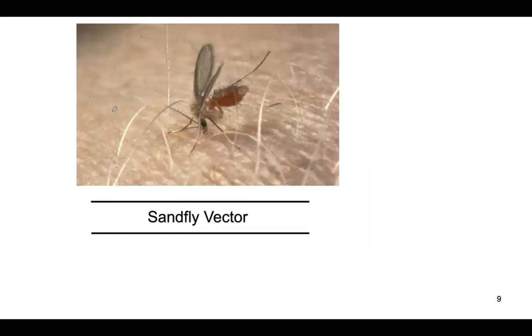This is how a sandfly looks. And you remember I told you about the V-shape appearance that they adopt. This is the V-shape appearance of the flies. And they're usually very hairy.